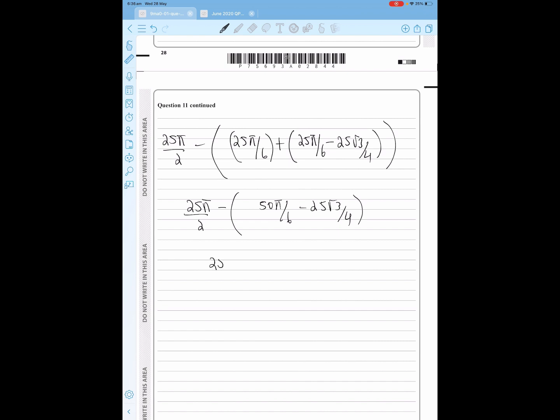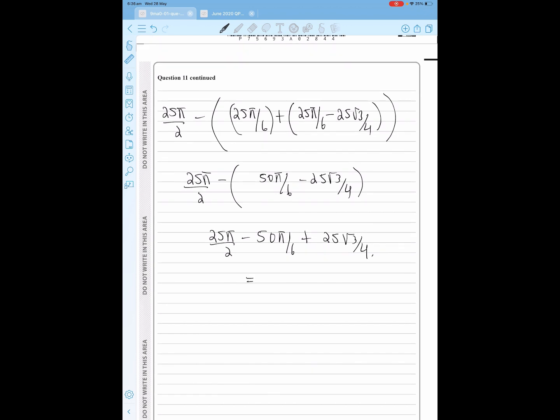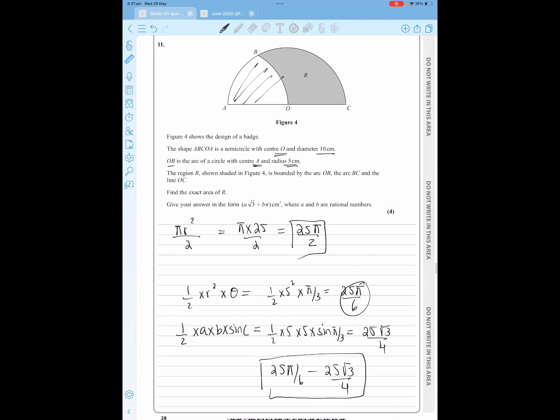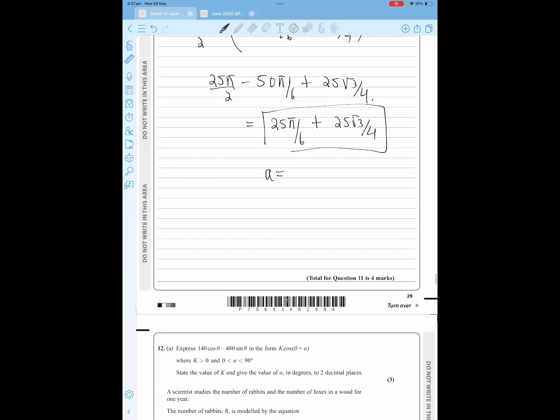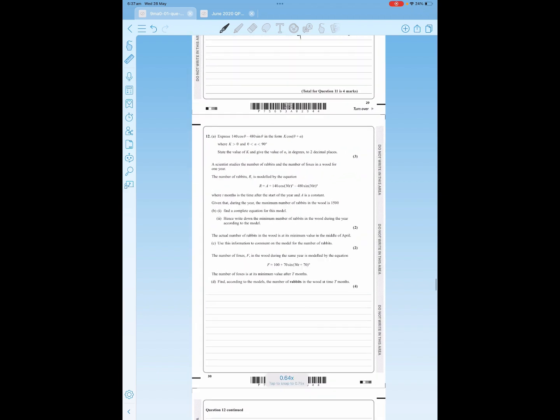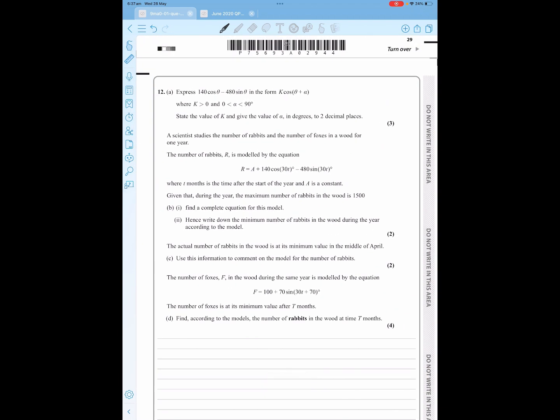Now I can simplify it further to give me this plus 25 root 3 over 4. And then, now I can use my calculator, minus 50 over 6, you'd get 25 pi over 6 plus 25 root 3 over 4. And that is your final answer. So to give yourself A and B, A you would write as 25 over 4 root 3, and B you would write as 25 over 6, and that's this question done. Let's move on to question 12.